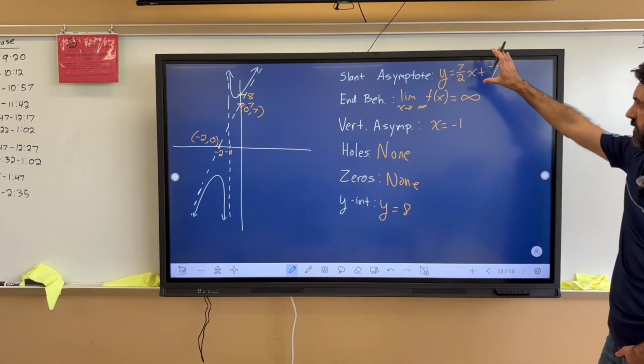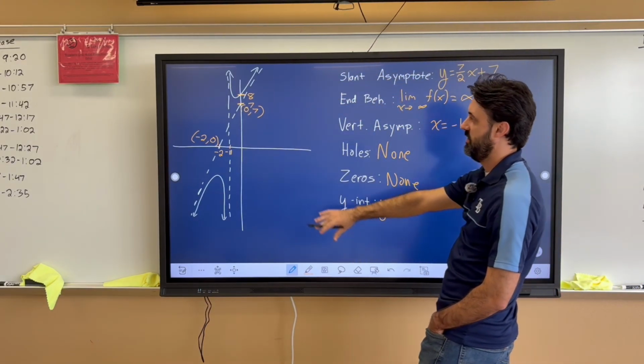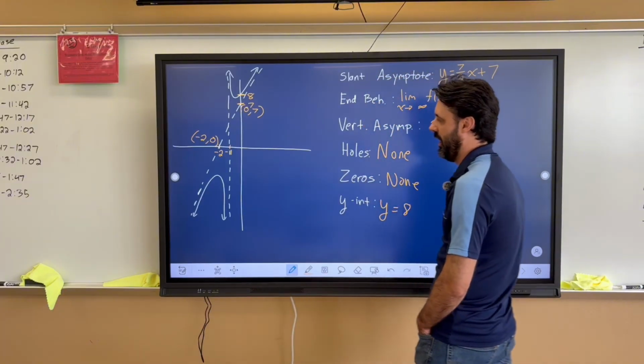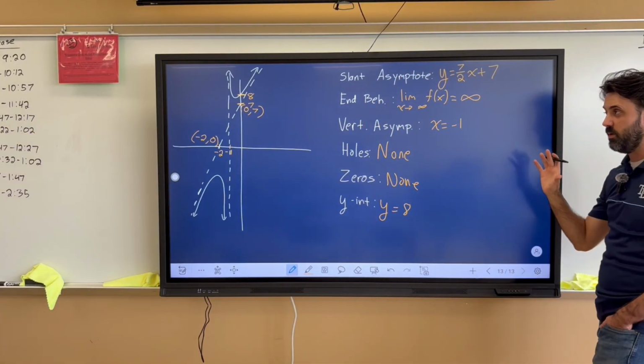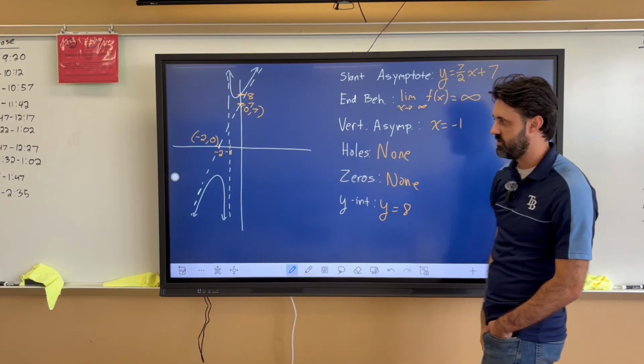All right, so that's it for now. This is what we're doing mostly in class, coming up with this information based on these graphs. And in the future, we'll actually get into how we come up with these graphs from an equation. But that'll be another lesson for another day.